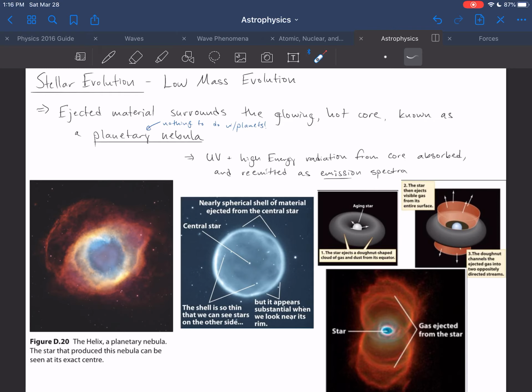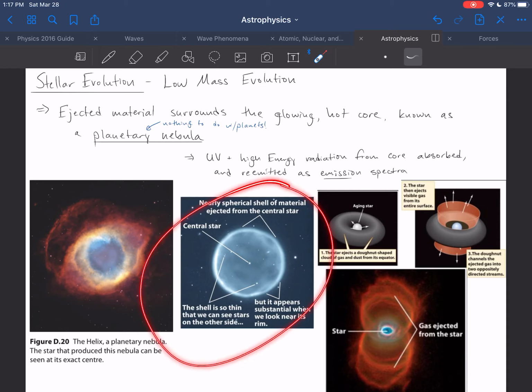And they glow. And why do they glow? They glow because the UV and high energy radiation from the hot white core that is still in the center of the planetary nebula is being absorbed by those outer gas layers that had been ejected, that were initially those outer layers of a red giant. So those outer layers of hydrogen and helium are absorbing that UV and high energy radiation and then re-emitting it with emission spectra in particular wavelength bands. And so they light up and you can see them.